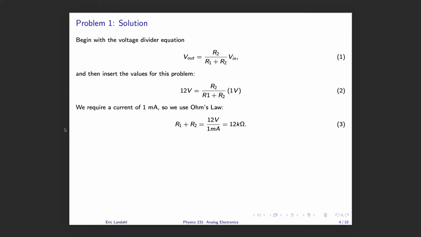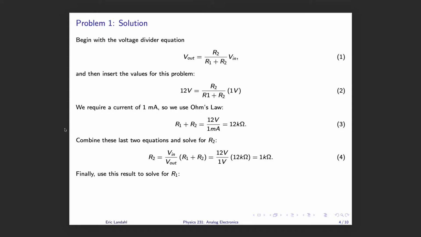And then we use Ohm's law to decide what current it is we want to produce. So R1 plus R2 needs to be 12 volts over 1 milliamp, which is to say the total resistance needs to be about 12 kilo ohms if we're to have 1 milliampere of current. Combining these two equations lets us solve for one of the resistors, say R2. So R2 would be the ratio of the voltage out to in times that total resistance of the circuit, or 1 kilo ohm for the bottom resistor R2.